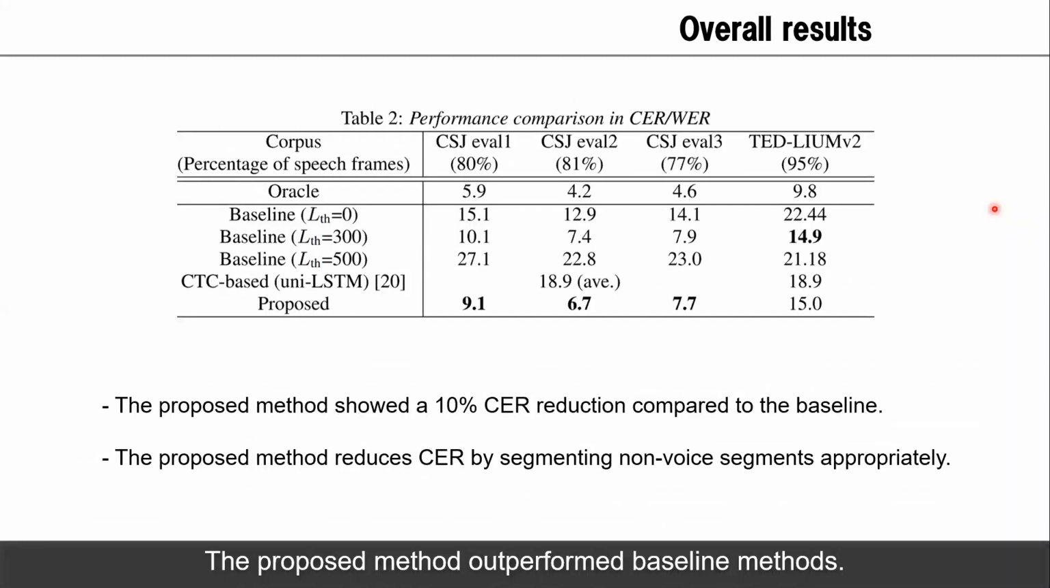This table shows CER and WER results by evaluation sets. At baseline, CER was smallest when L equals to 300. The proposed method showed comparable or better CER than the baselines. While the baseline divides the speech input at equal intervals, L, regardless of voice activities, the proposed method improves CER by segmenting it at appropriate non-voice segments. The proposed method also showed 50% CER reduction compared to the CTC-based method. In summary, we obtained better results than the baselines.